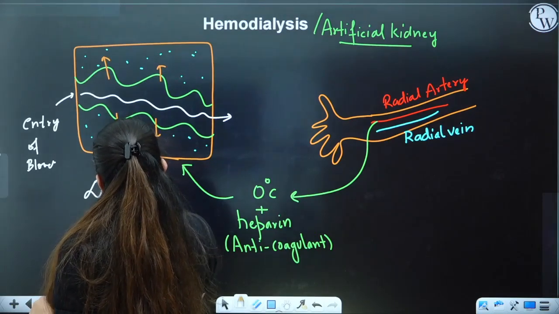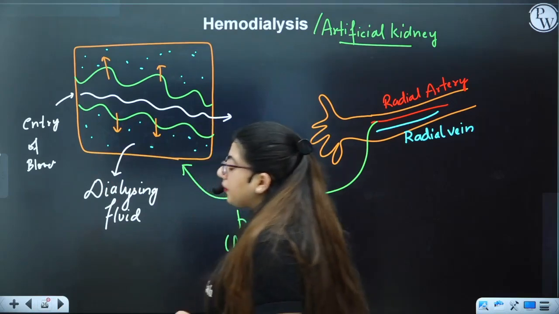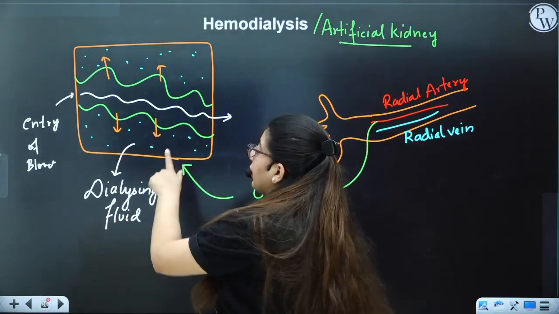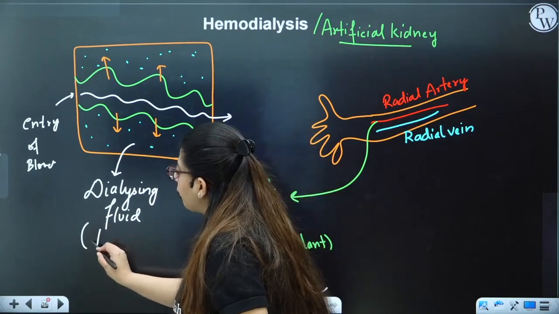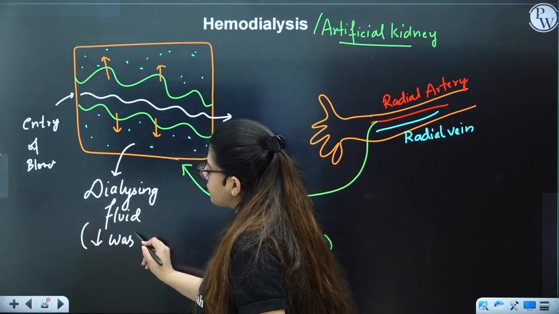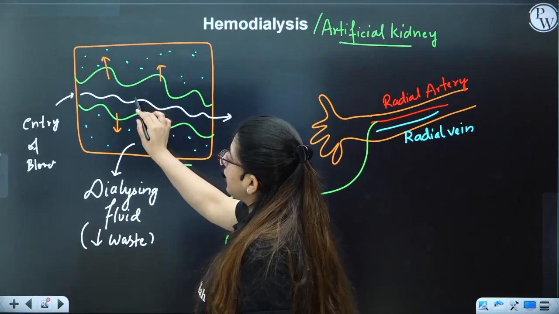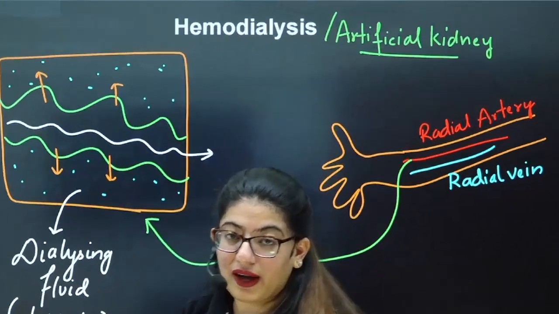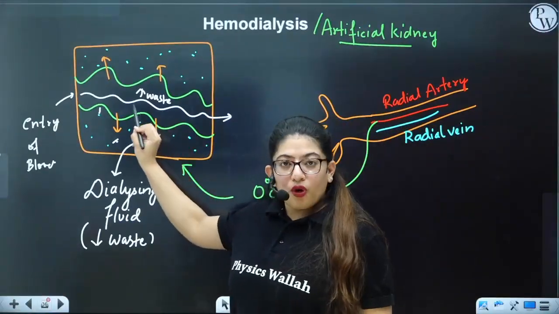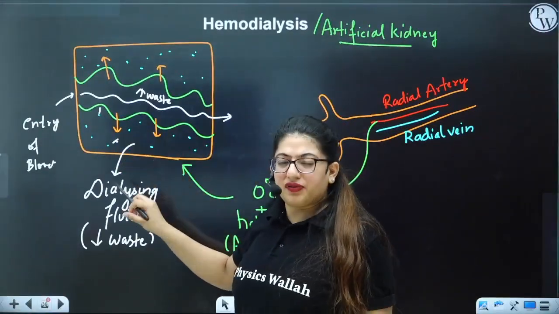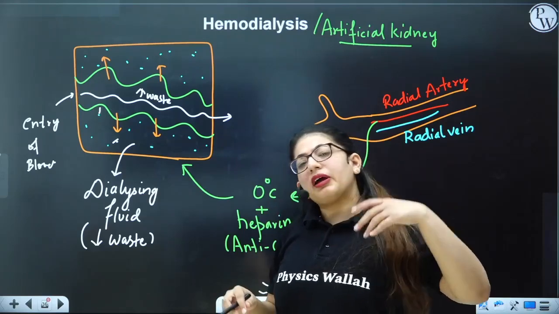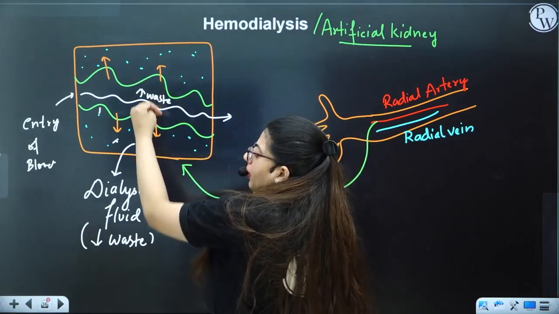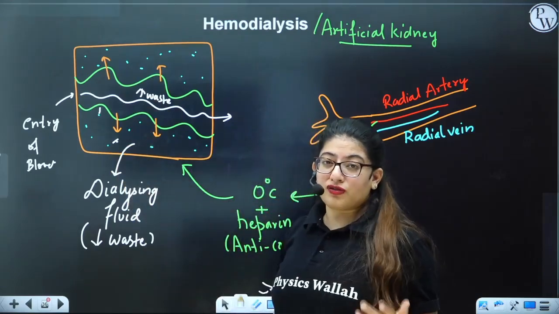So we have kept the concentration of dialyzing fluid in such a way that the concentration is maintained here. In the dialyzing fluid, we put a low concentration of waste so that if the blood has more waste, it will move from high concentration to low concentration. Fine. So the blood has more waste and the fluid has less waste. We have kept the fluid in such a way that it will have low concentration. As a result, the waste will move from blood to the dialyzing fluid, from high concentration to low.